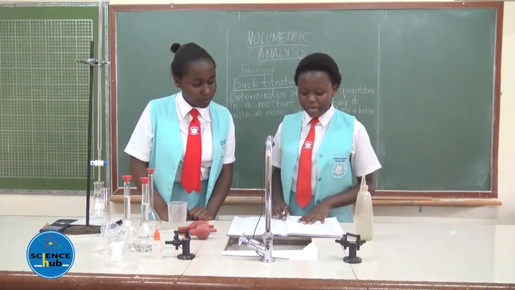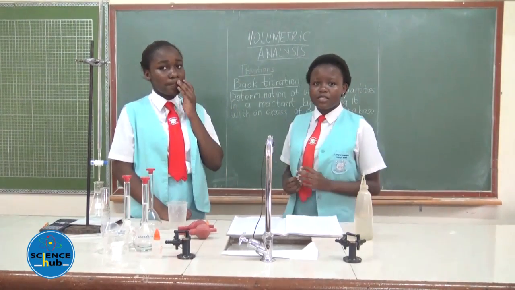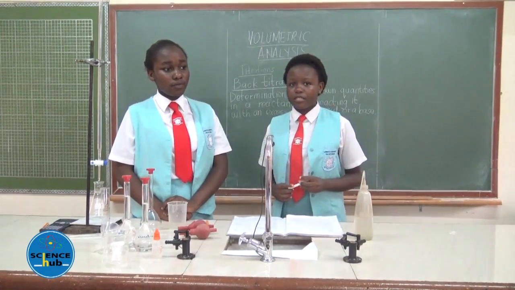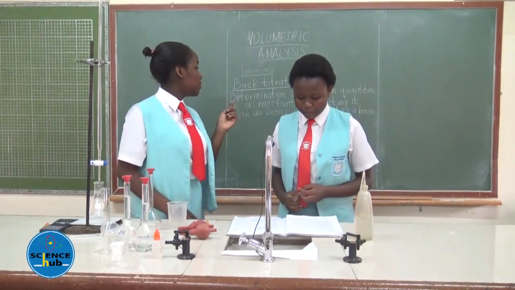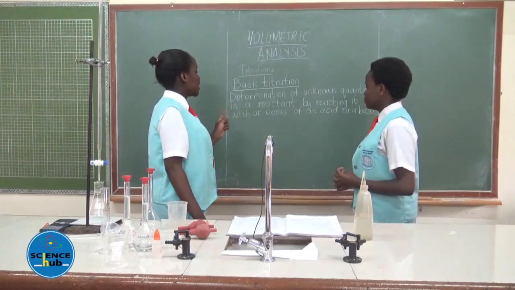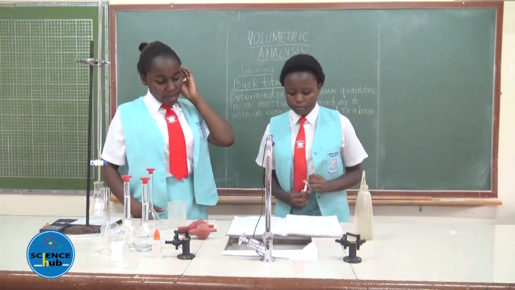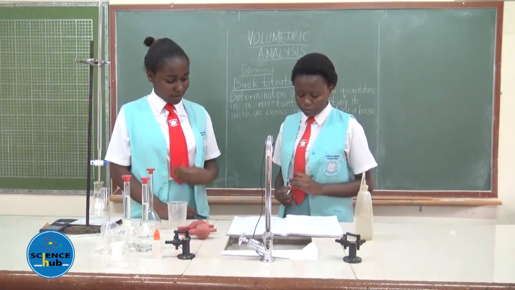Today we're going to do back titrations. In the last series of volumetric analysis, we did acid-base titrations and double indicator titrations. And today we're doing back titration. So back titration is the determination of unknown quantities of a reactant by reacting it with an excess of an acid or a base. So in our practical, we shall be determining the value of X.